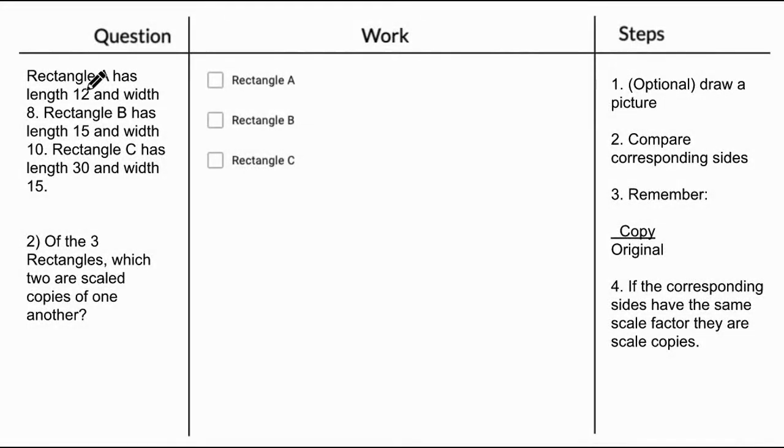Rectangle A has a length of 12 and a width of 8. Rectangle B has a length of 15 and a width of 10. Rectangle C is a length of 30 and a width of 15. So of the three rectangles, which two are scaled copies of one another?